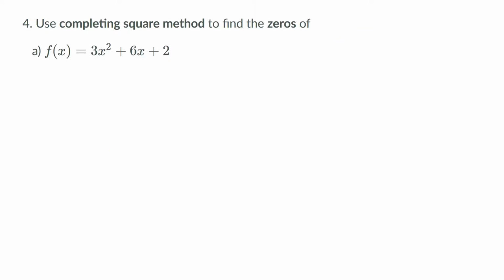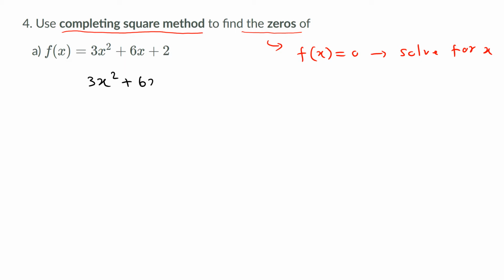The next problem says use the completing square method to find the zeros. Finding the zeros means we set the function equal to 0 and then solve for x. So we can set the function equal to 0. It is 3x squared plus 6x plus 2 equals 0.